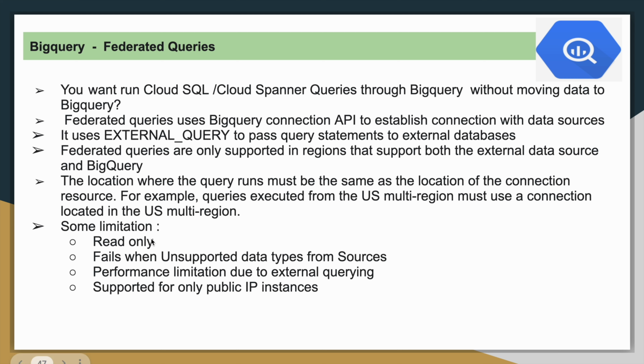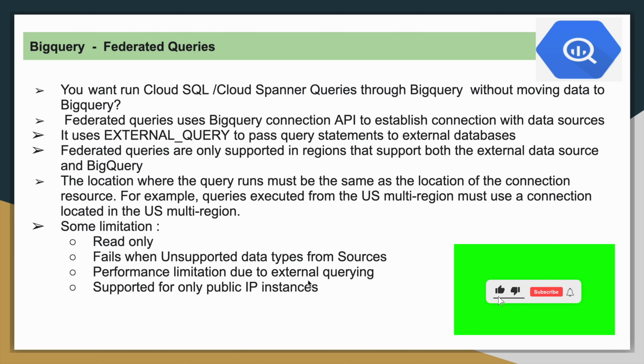And there are some limitations as well. Federated queries are always read only; you can't update or insert into your external data source using this feature. There is one more limitation: when you are trying to query a table from an external data source like Cloud SQL or Cloud Spanner, if there is a mismatch in the data types between BigQuery and your external data source, then it will throw an error.